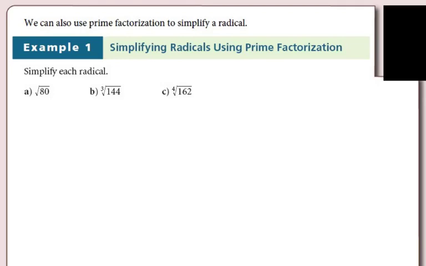So simplifying the radical is no different than finding the square root or the cube root, except now we're dealing with irrational numbers. So we can't actually find the square root of 80 without using a decimal. But that's not what we want to do. We actually want to find the square root of 80 simplified as much as possible. So to do that, we need to take 80 and break it down.